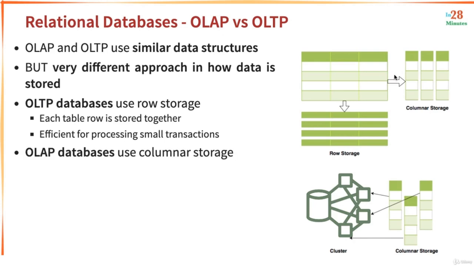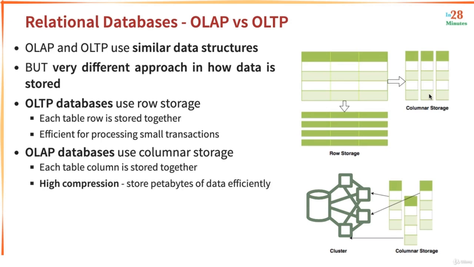OLAP databases on the other side use columnar storage. They store a column of data together. So if I have name, the entire values of the name column are stored together. If I have his country, all the data in the country column is stored together. So they are stored by column. Each table's column is stored together, and the benefit of using columnar storage is that you get high compression because very similar data is stored. So if I have a country column and a million rows, there are probably between 200 and 300 options for countries. So you can compress this data a lot.